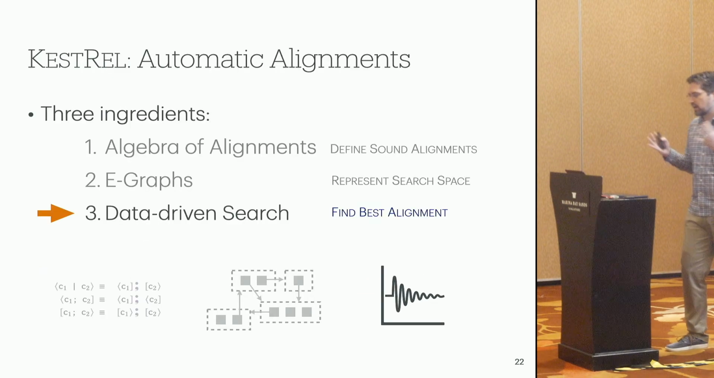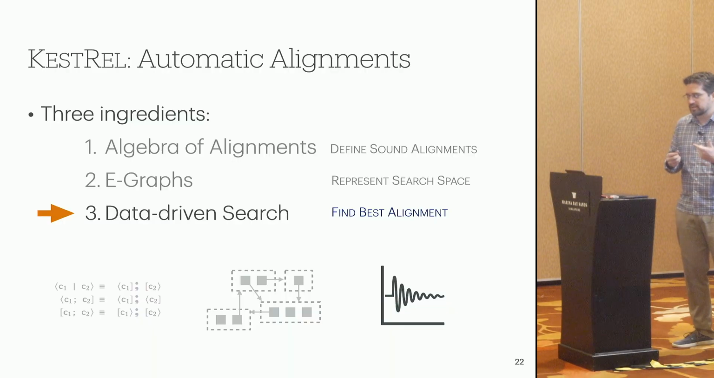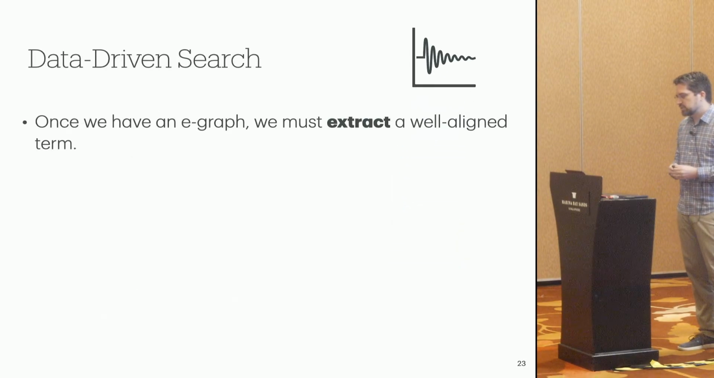Okay, so we take our algebra of alignments. We use that in our egraphs to saturate the egraph and figure out what all the possible alignments we could have are. And we compactly represent that in an egraph. And now we need to figure out what is the best alignment that's hidden somewhere in that egraph, right? So we do a data-driven search for this.